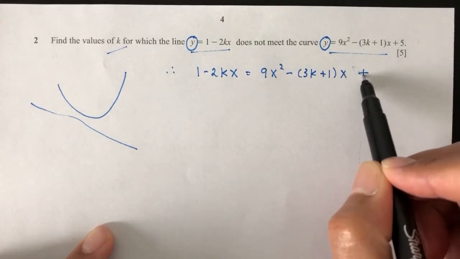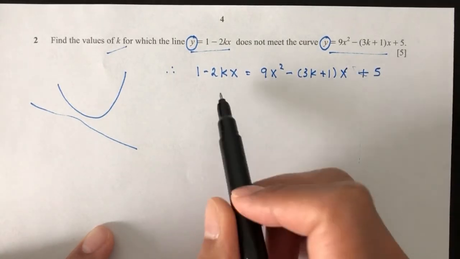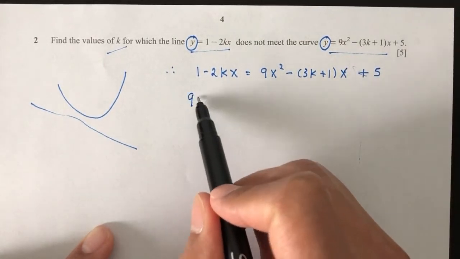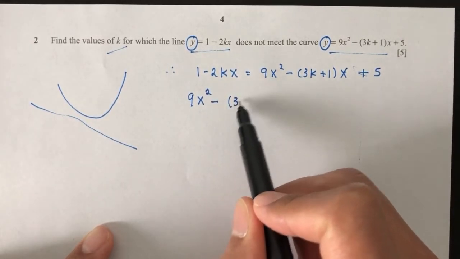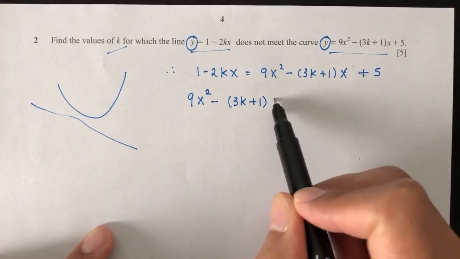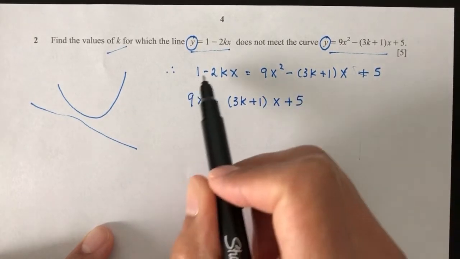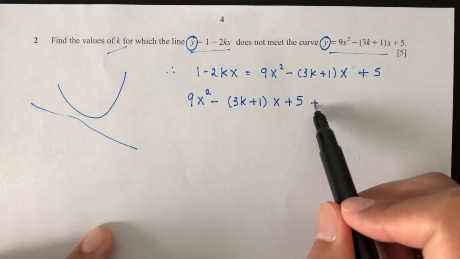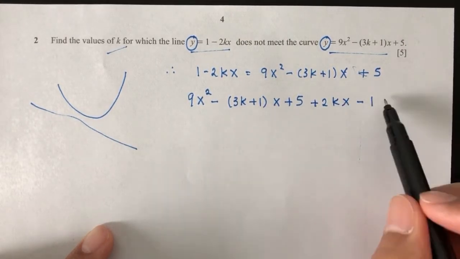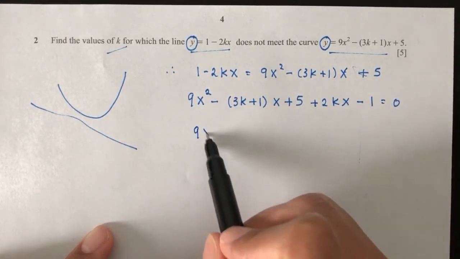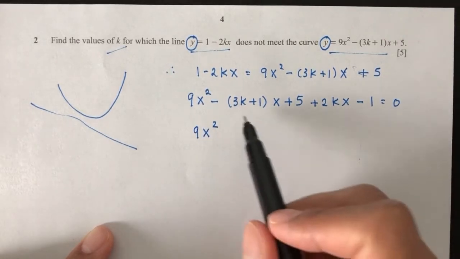That'll be x plus 5. Now let's regroup everything together. So on one side we have 9, this one, that'll be minus 3k plus 1x plus 5, and send this over here, that will become plus 2kx and minus 1. So let's simplify. We have 9x squared.